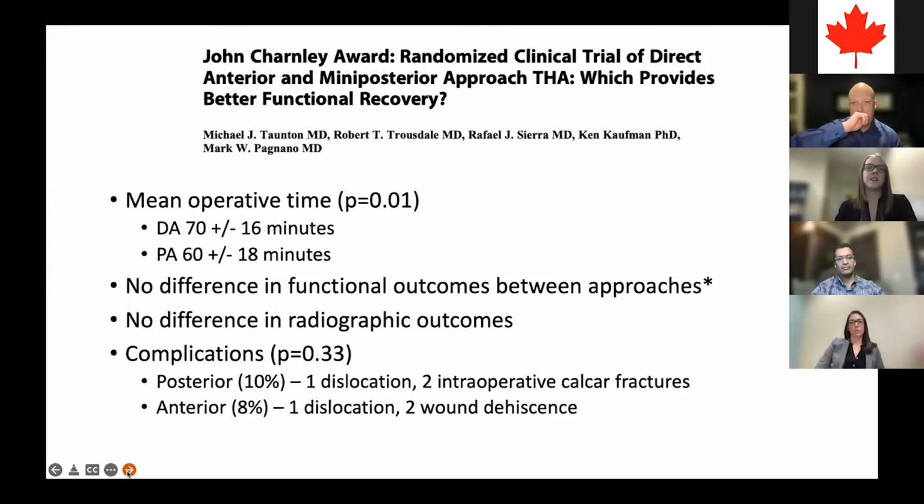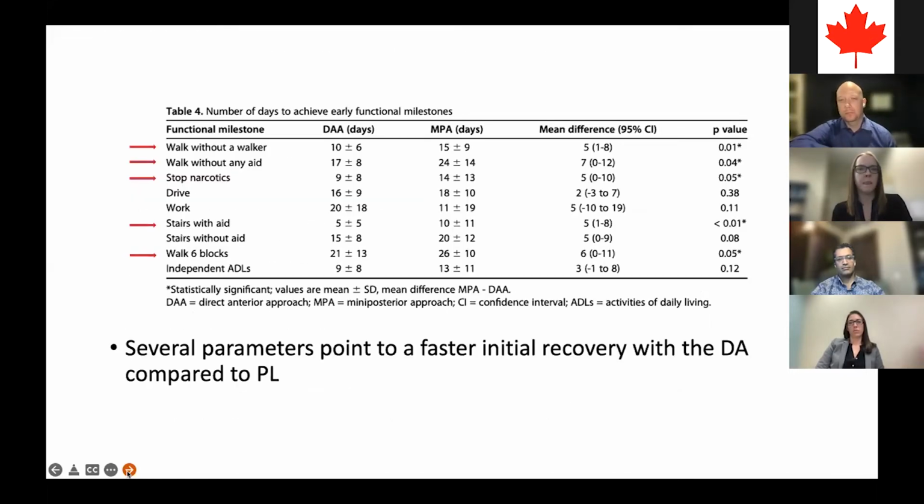So you have to take that with a bit of a grain of salt. No difference in the radiographic outcomes, and the complications were about the same between the two groups. Different types of complications, but overall the same. What they did find was that the early functional status within the DA was improved. So walking without a walker, without aid, stopping narcotics, stairs with the aid, walking 6 blocks, those things were improved with the DA compared to the posterior lateral approach.